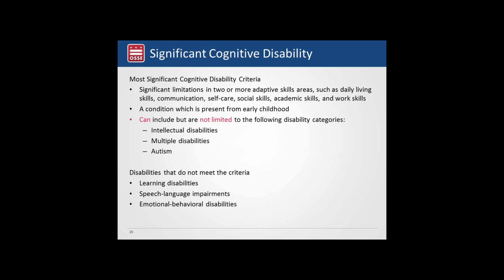The term most significant cognitive disability is defined as significant limitations in 2 or more adaptive skill areas, such as daily living, communication, self-care, social skills, academic skills, and work skills. It is also a condition that has been present from early childhood and can include, but is not limited to, the following disability categories: intellectual disabilities, multiple disabilities, and autism spectrum disorder. Disabilities that do not meet the criteria are learning disabilities, speech language impairment, and emotional behavioral disabilities.